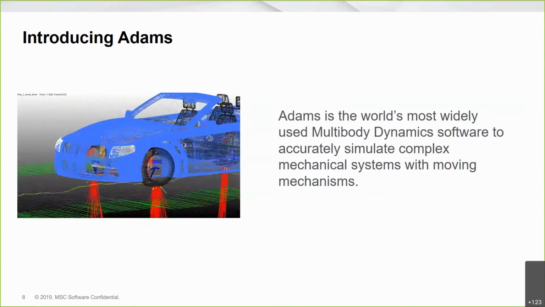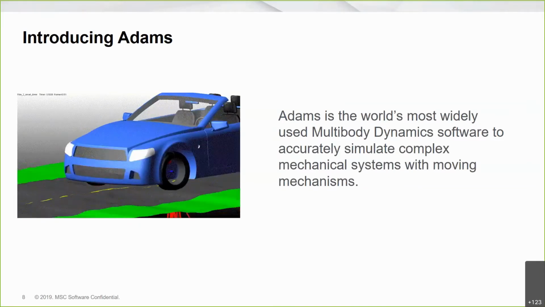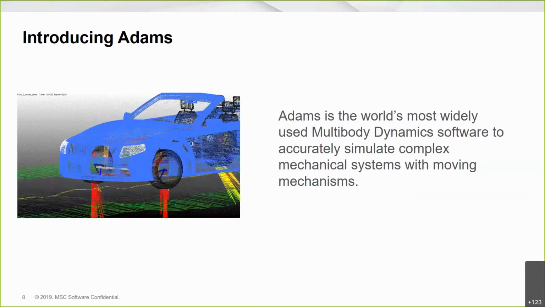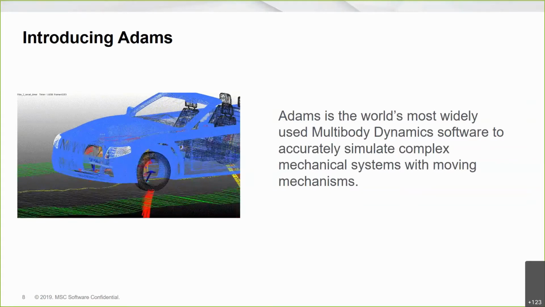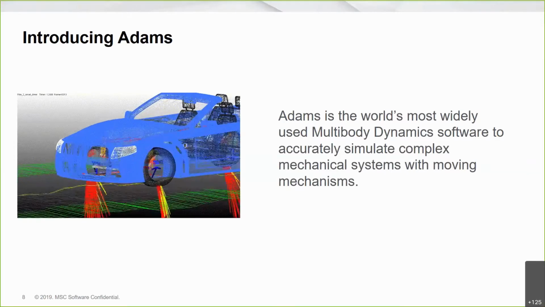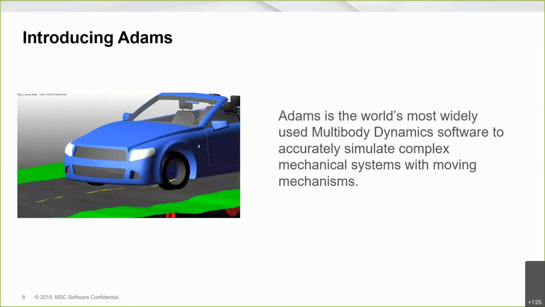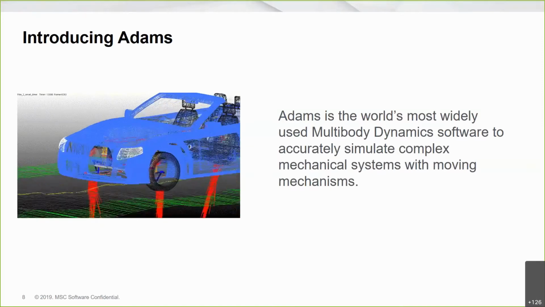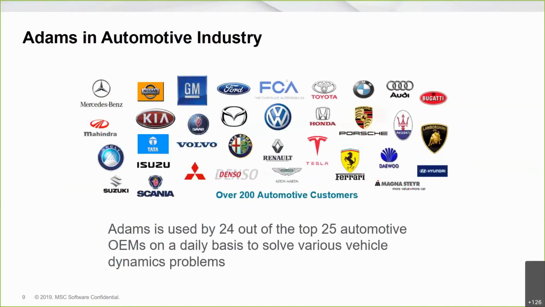And there's a product inside Adams which we call Adams Car, and that is specifically developed for the automotive industry. It's a highly customized environment for you to create and analyze your full vehicle multi-body dynamics model, or perform vehicle dynamics analysis. In the automotive industry, Adams is also quite prevalent. It's being used by 24 out of the top 25 automotive OEMs on a daily basis to do vehicle dynamics analysis or various other initiatives and projects.